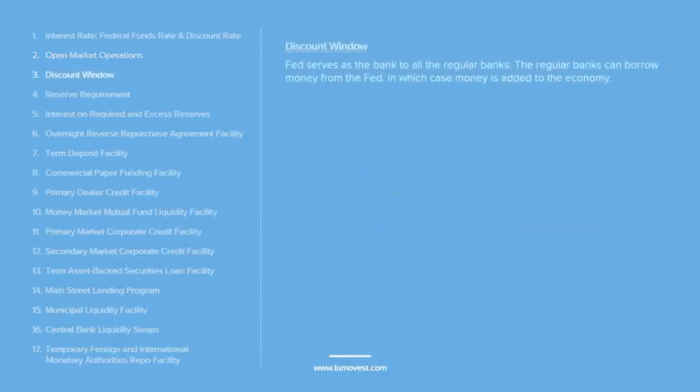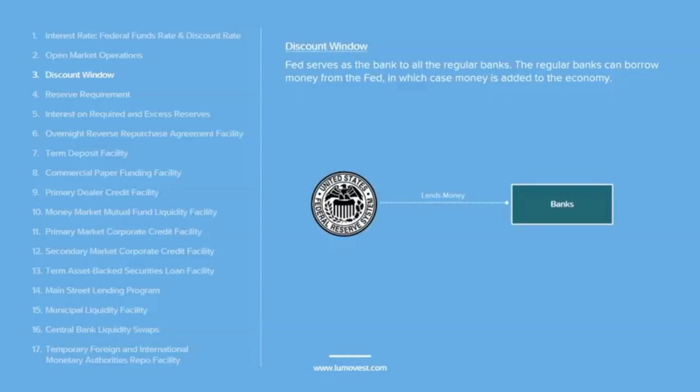Next is the discount window. As the central bank, the Fed acts as the bank to all the other banks, like Citibank, Chase Bank, Bank of America, or Wells Fargo. When these regular banks need to borrow money, they can borrow money from other banks at the federal funds rate, or they can borrow it from the Fed at the discount rate. This ability to borrow money from the Fed is known as the discount window. You can think of it as the banks going up to the window, where the bank clerks sit behind, and ask to borrow money at the discounted interest rate. Hence the name, discount window.